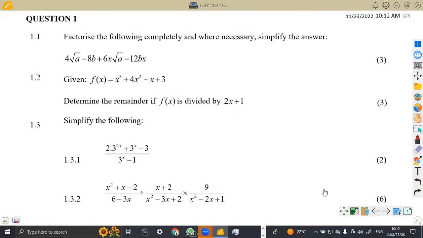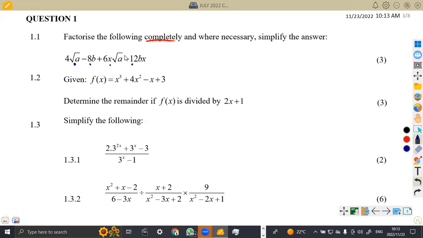So without wasting much time, we are going to focus on question 1 of the paper, where we are told to factorize the following completely where necessary and simplify the answer. So that is to factorize completely the given expressions. If we are given 4 terms, just like here, we've got 4 terms in the expression. The first thing is to check if we can factor out what is common from the 2 expressions that we have.